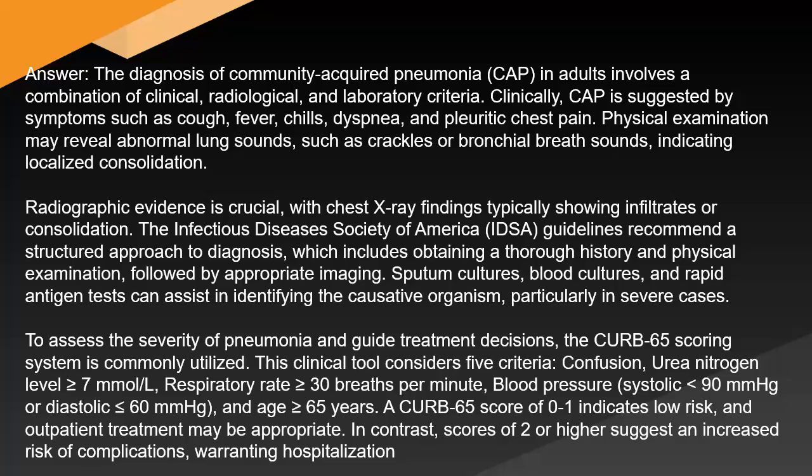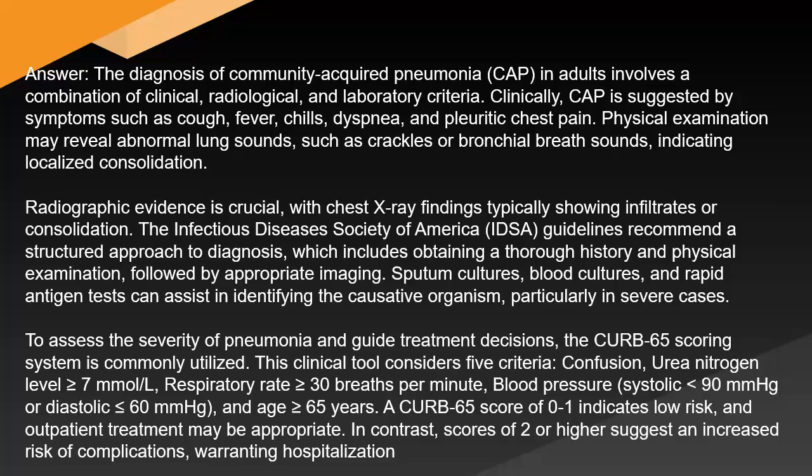To assess the severity of pneumonia and guide treatment decisions, the CURB-65 scoring system is commonly utilized. This clinical tool considers 5 criteria: confusion, urea nitrogen level greater than 7 mmol/L, respiratory rate of 30 breaths per minute or more, blood pressure systolic below 90 mmHg or diastolic 60 mmHg or less, and age 65 years or older.